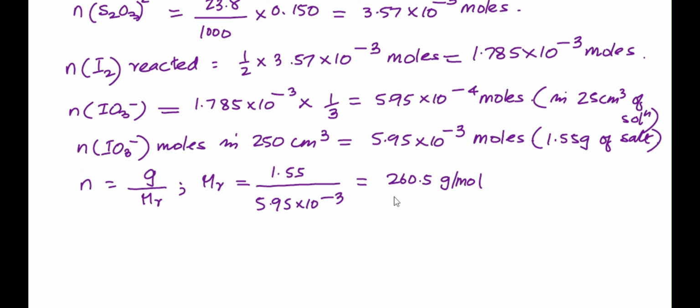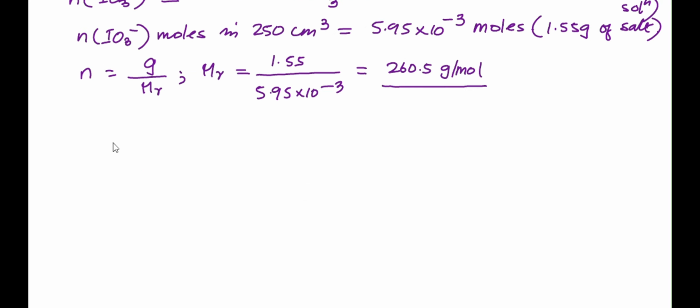The question had asked the relative formula mass of the compound, therefore we have answered one part of the question now. So we have been told that this is an iodate salt of the group 1 metal. So let's write this formula: some group 1 metal, then this iodine which has got oxidation state of 5, and therefore we have got this O3 also, and this is the iodate salt, right? This has got a molecular mass of 260.5.